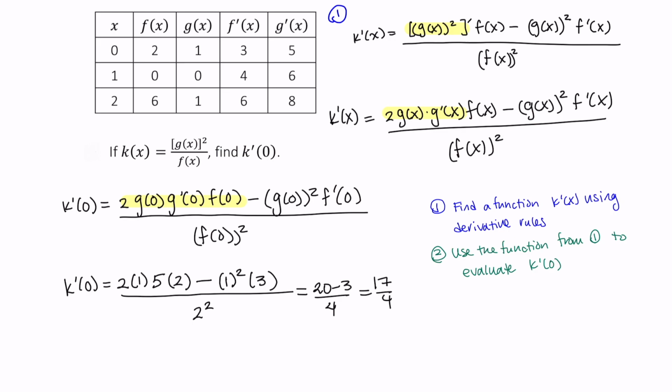Okay, you should have gotten 20 minus 3 divided by 4 to get 17 over 4. Hopefully this video makes derivatives involving different functions and rules seem a little less intimidating to you.